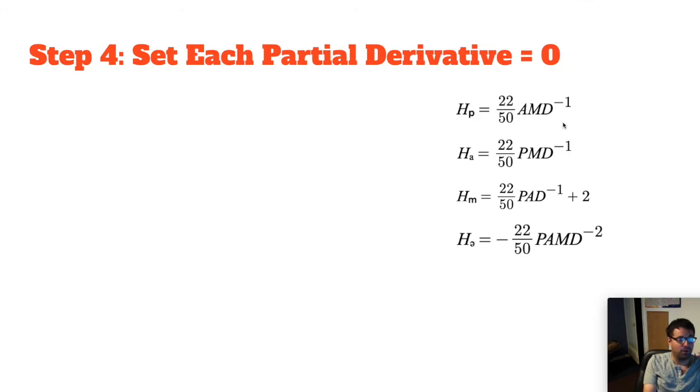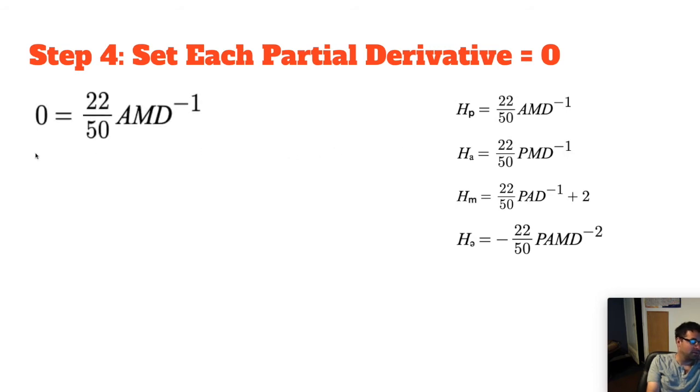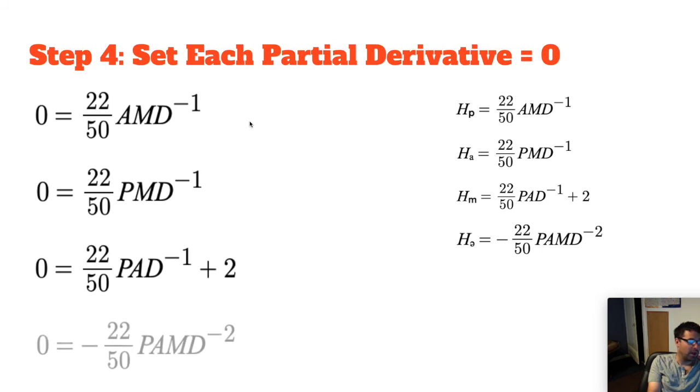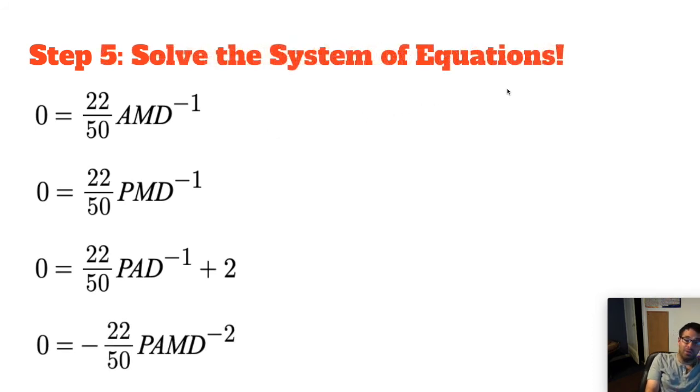Now we have all 4 equations, so we have to set each partial derivative equal to 0. So we have 0 is equal to the first, second, third, and fourth equation. Now we need to solve it. So we have to isolate each of the variables, plug them into the next one, and then keep doing that until we can get one variable solved for.